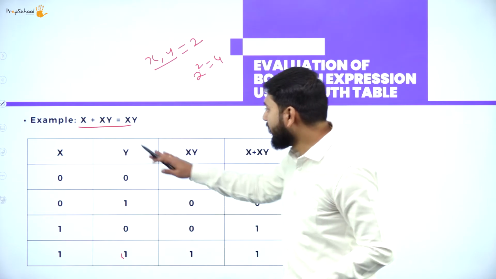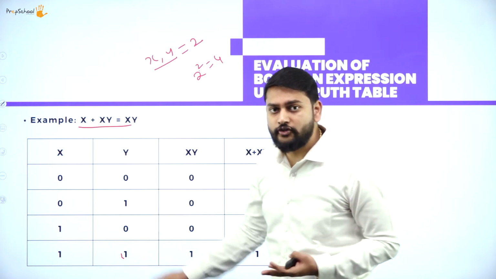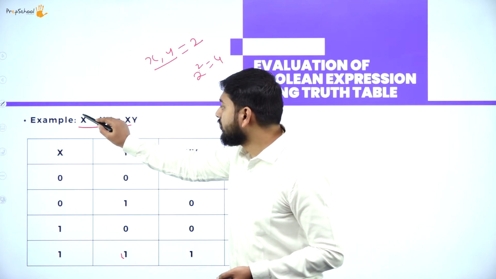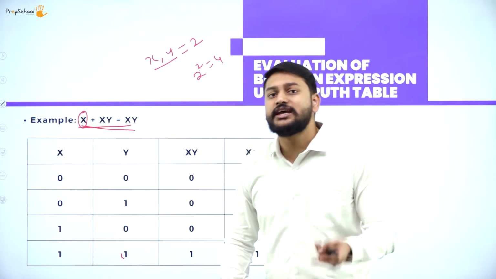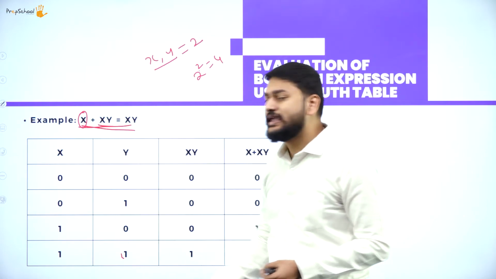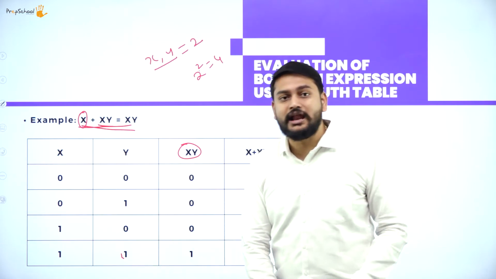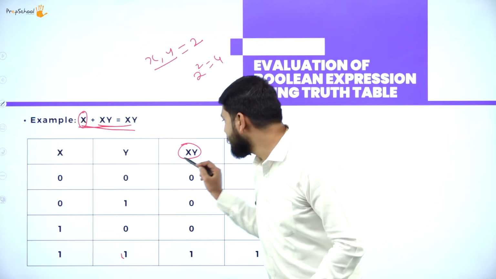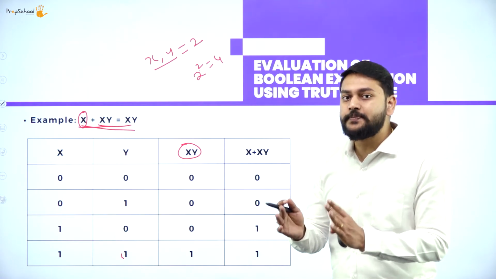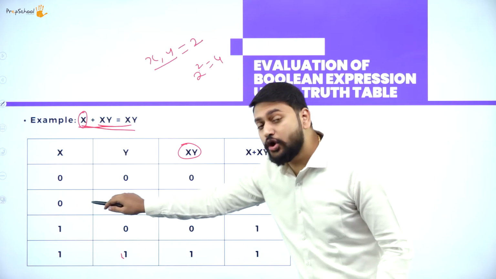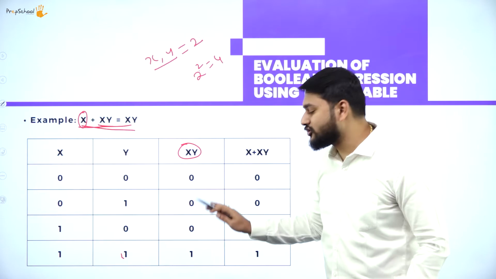All right, so I have X and I have Y. I know the value of X and I know the value of Y. But let's start with this expression. Do I have the X value? Yes, I have the X value. But do I have the X into Y value? No, I don't. So we need to calculate X into Y. X into Y means I have to perform AND operation, which means multiplication. 0 into 0 is 0. 0 into 1 is 0. Again, 1 into 0 is 0. 1 into 1 is 1. So I got X into Y.